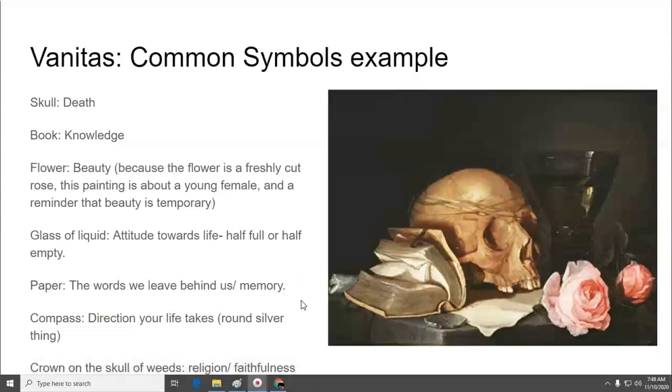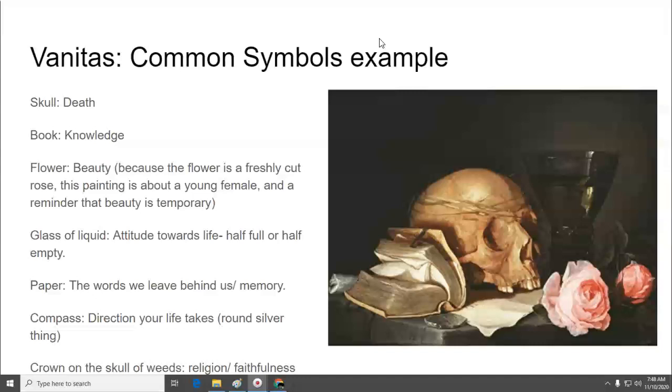The skull was almost always included, or bones at the very least, and that represented death. It was a reminder that people don't last forever. Books represented knowledge, and with the context of, well, people might not last forever, learning does. And what you write, what you learn, what you create, that lasts.